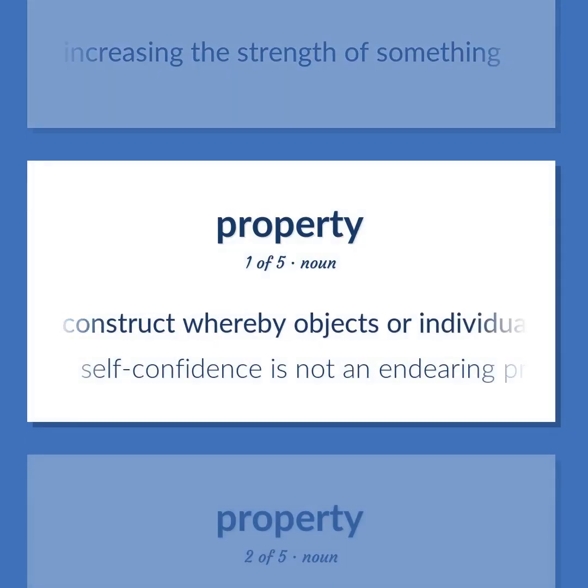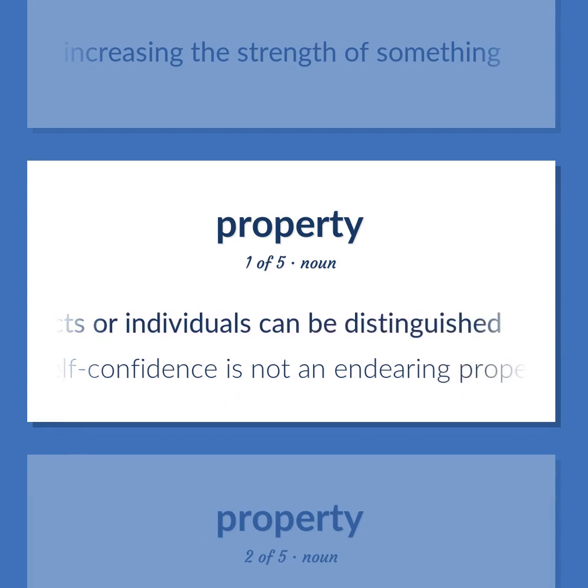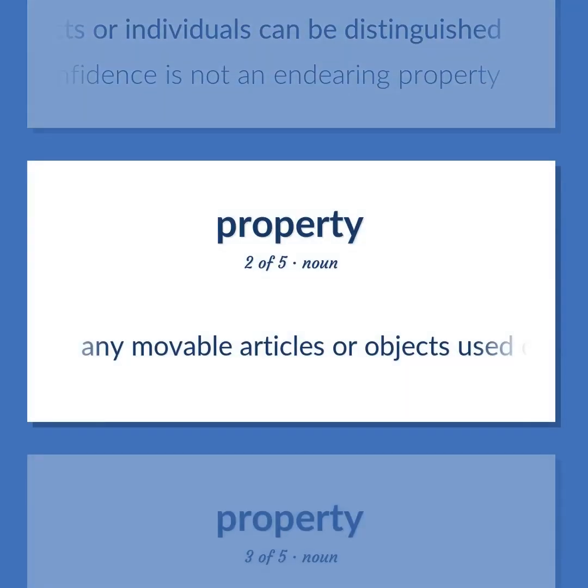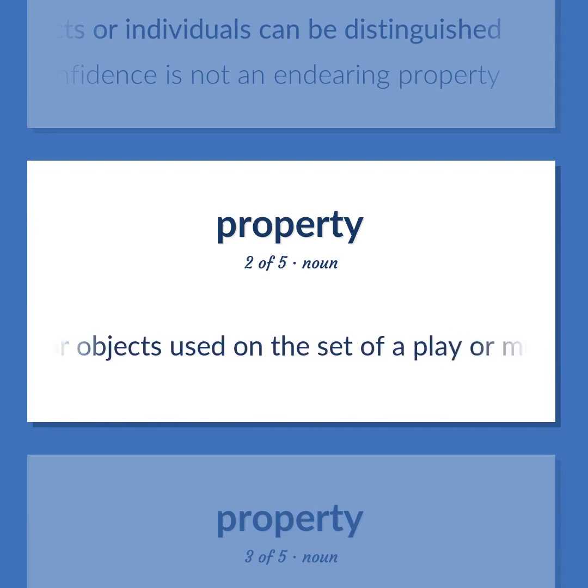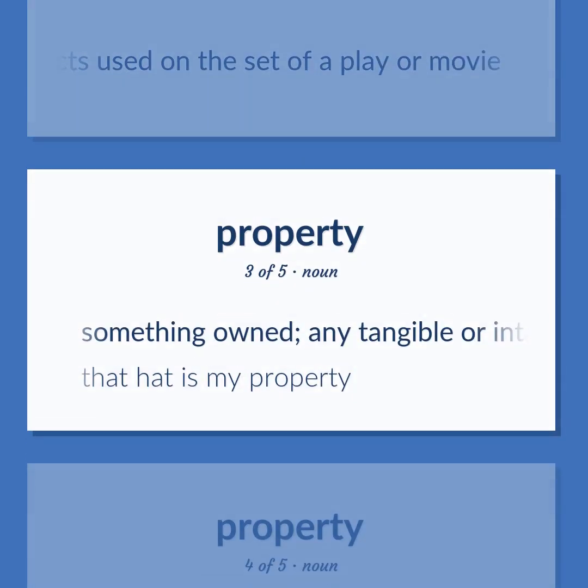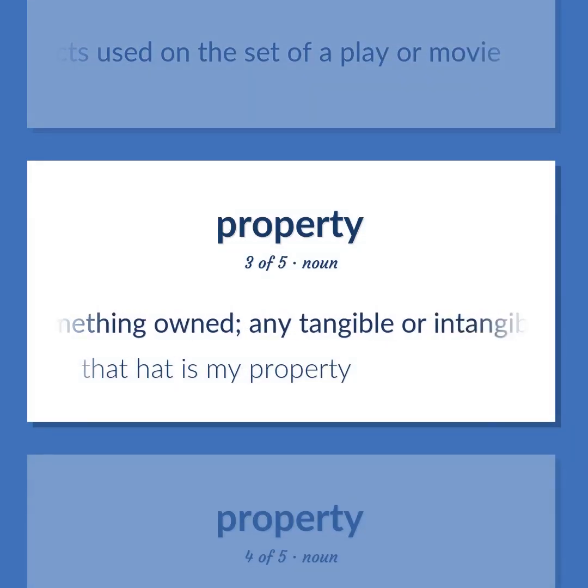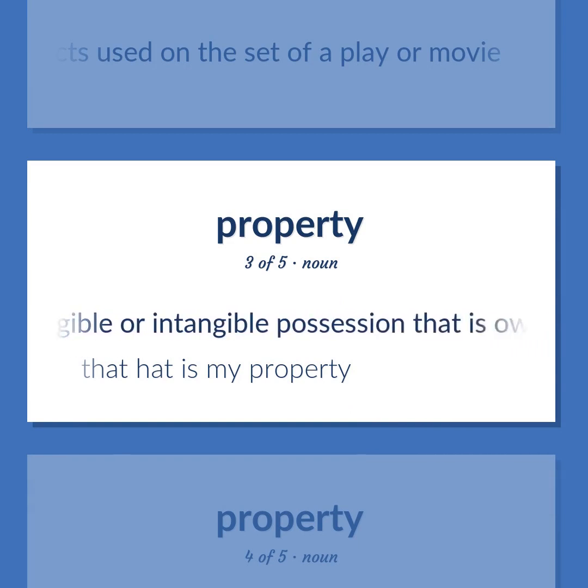A construct whereby objects or individuals can be distinguished. Self-confidence is not an endearing property. Any movable articles or objects used on the set of a play or movie. Something owned. Any tangible or intangible possession that is owned by someone. That had as my property.